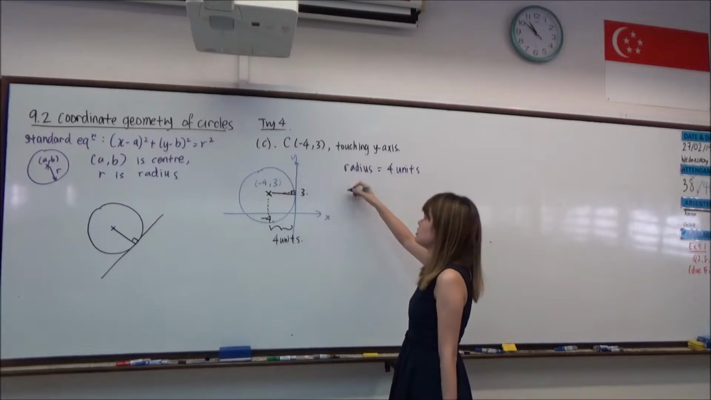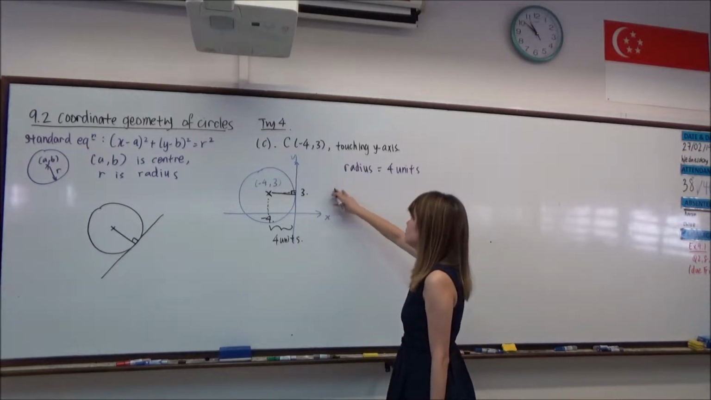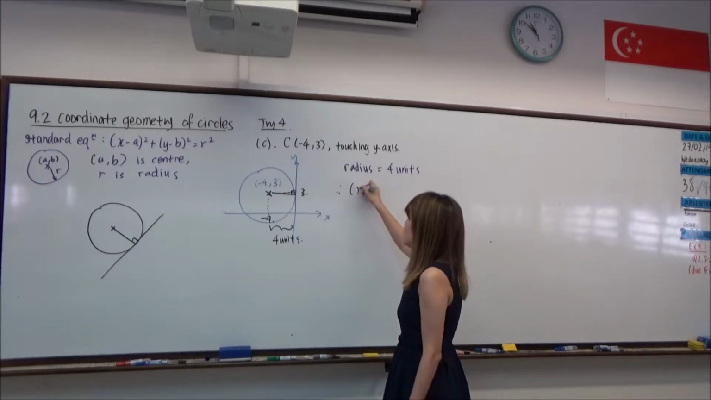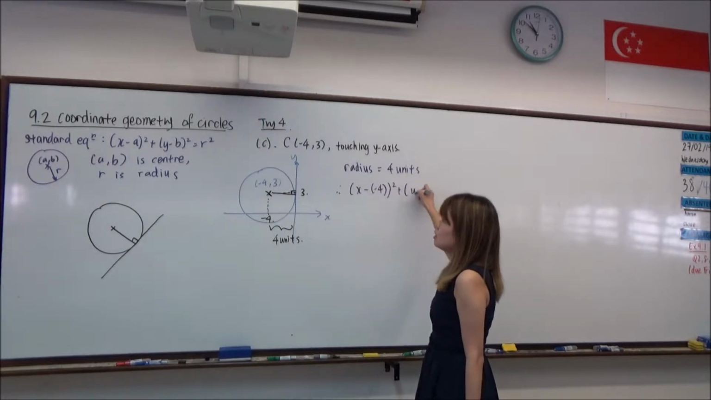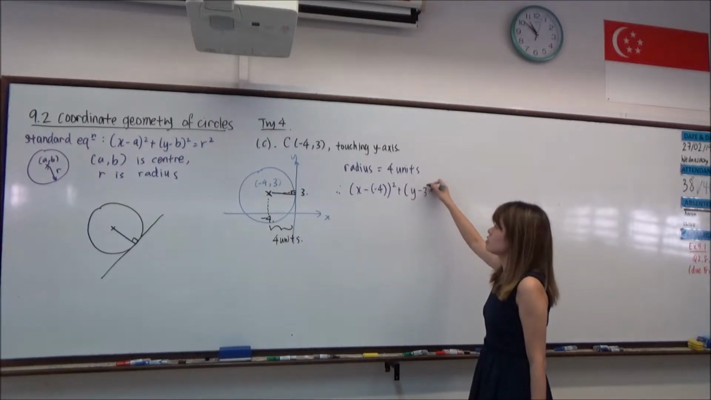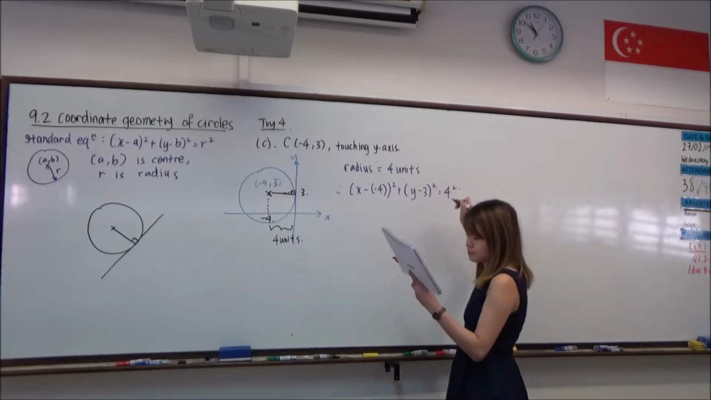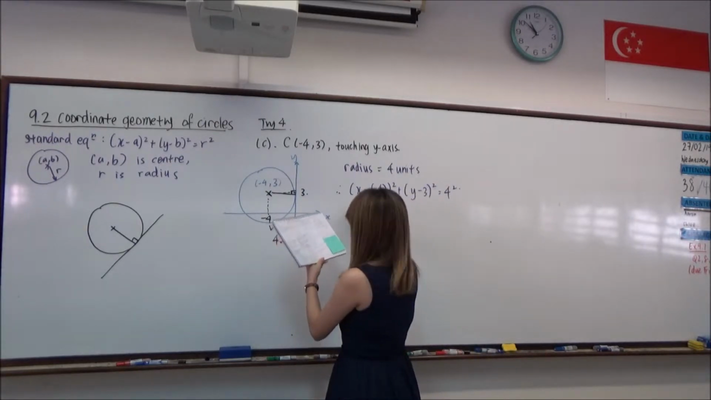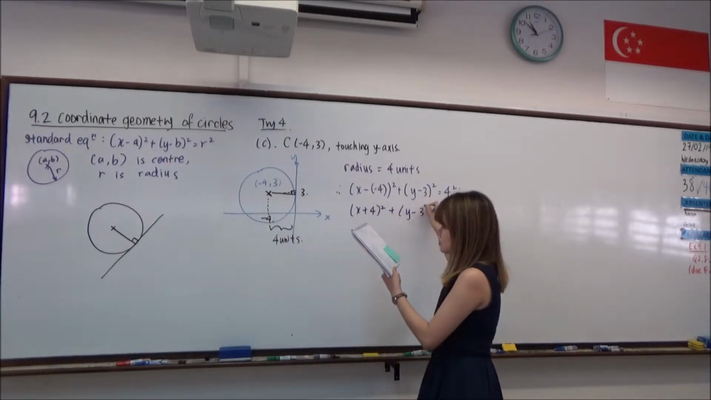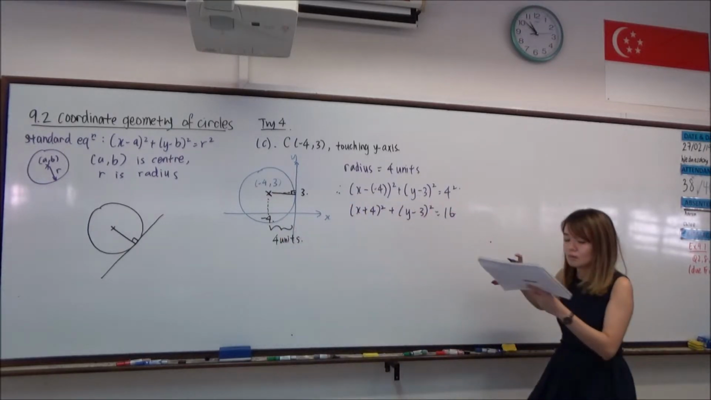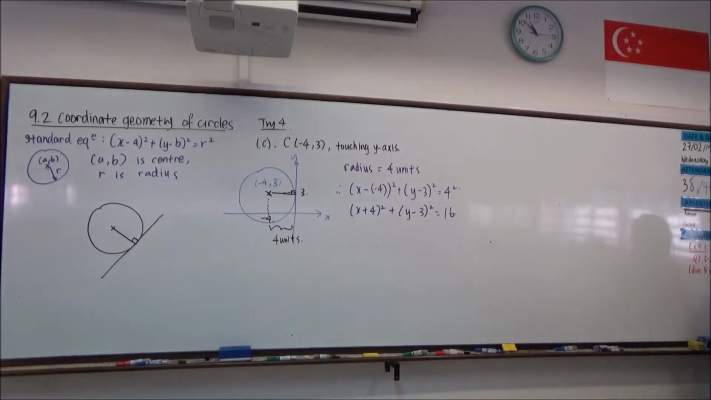Center we have it already. So therefore, the equation will be (x minus -4), then after that (y minus 3) squared equals 4 squared. Be able to get this equation.